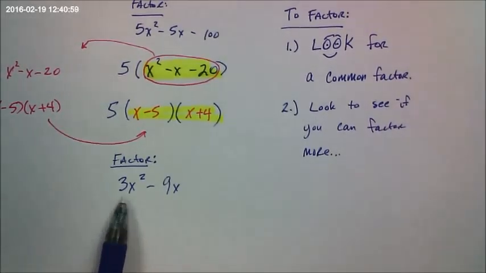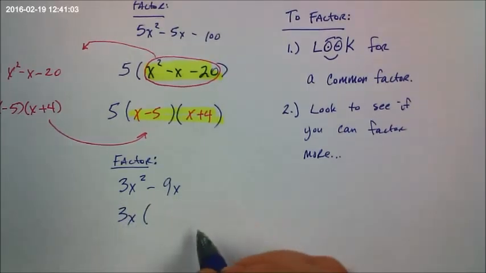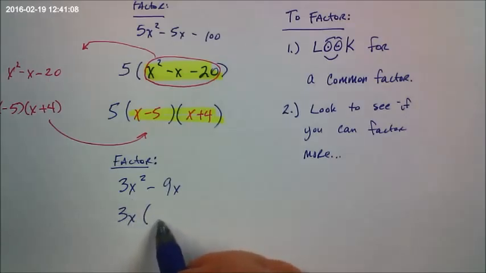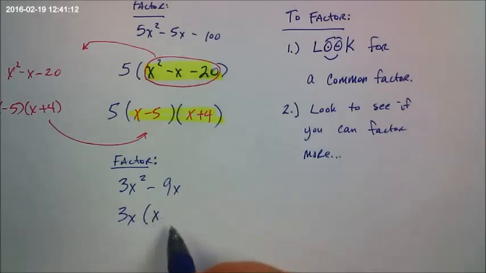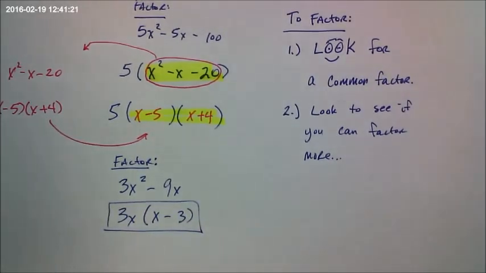What's the common factor between 3x squared and 9x? 3x. And you're left with what? 3x times what number equals 3x squared? Just x. And then 3x times what equals negative 9x? Minus 3.